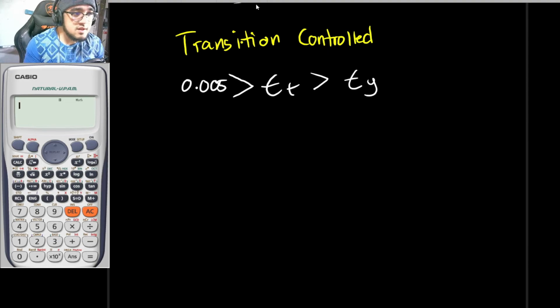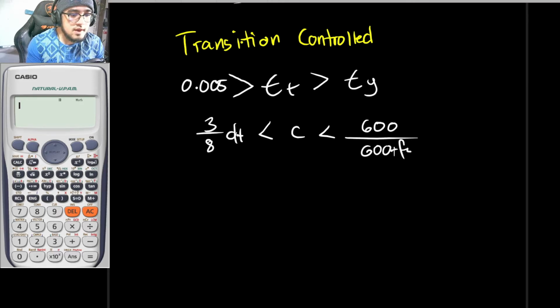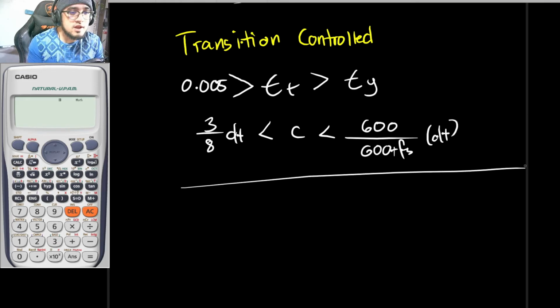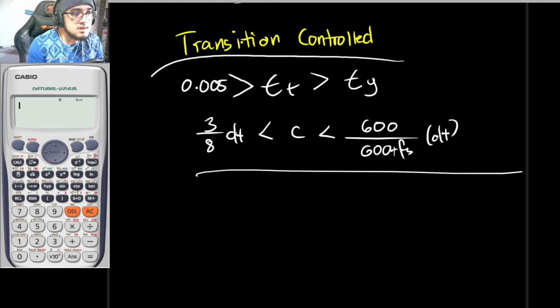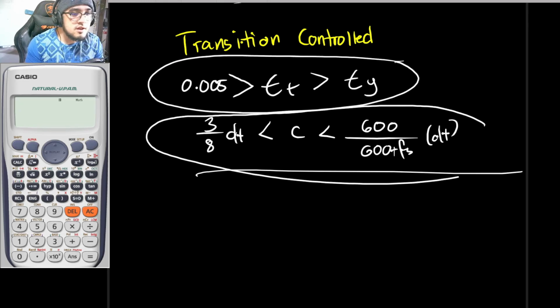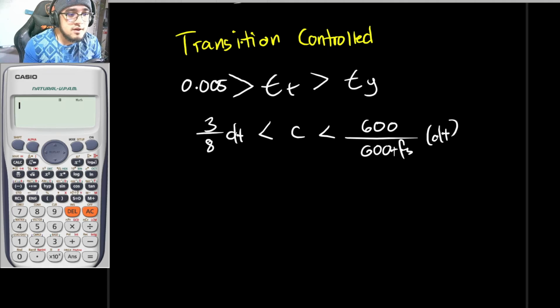If this is the condition, you can also use this predetermined condition. So you can also use 3/8 times dt, and this should be less than c, which should be less than 600 divided by 600 plus Fy times dt. So this is another condition or a predetermined condition. But if you have already solved for this, there is no use of solving for the other, because basically this equation was derived from it. It just uses a different formula, but basically the two are the same. So anyway, that is for the transition controlled.